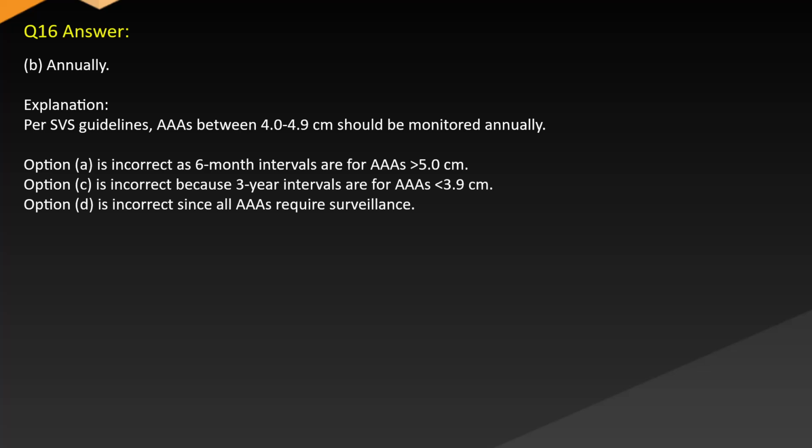Answer B. Annually. Explanation. Per SVS guidelines, AAAs between 4.0 and 4.9 centimeters should be monitored annually. Option A is incorrect as 6-month intervals are for AAAs of 5 centimeters. Option C is incorrect because 3-year intervals are for AAAs under 3.9 centimeters. Option D is incorrect since all AAAs require surveillance.